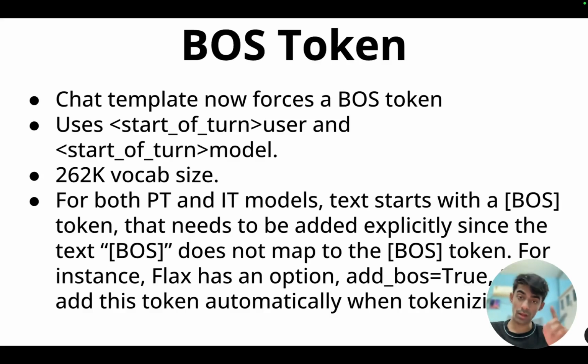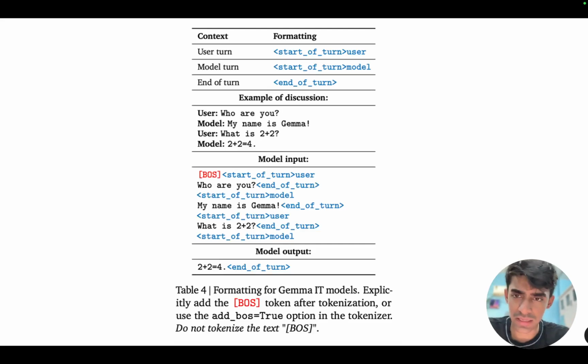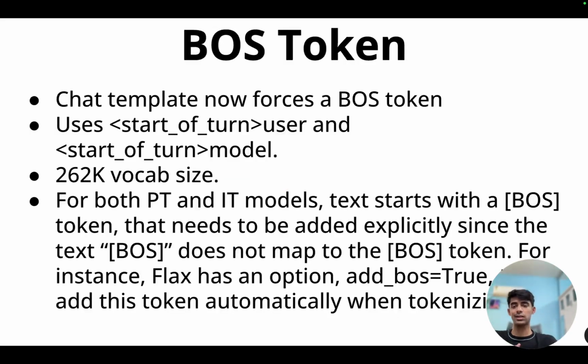Now, this BOS token, right? It is also a very important thing in Gemma 3. They are now forcing a BOS token, and there is an example coming next. I already told you, right, guys, a 262K vocab size is there, and they are using this start of turn user and start of turn model, right, for the whole purpose of turning on that. Okay, you need to start from here.